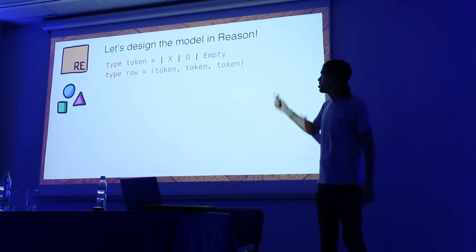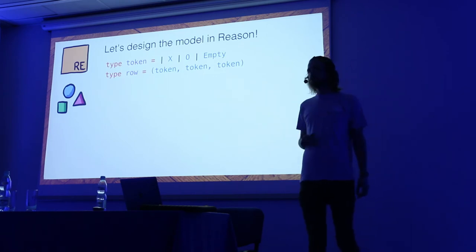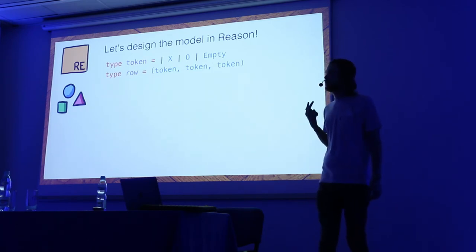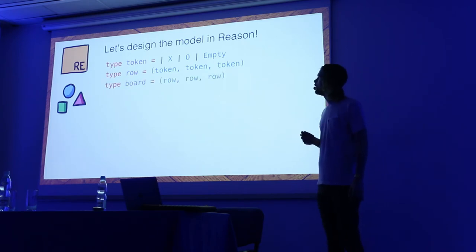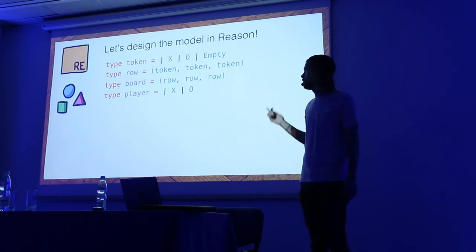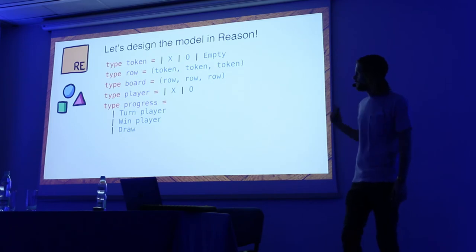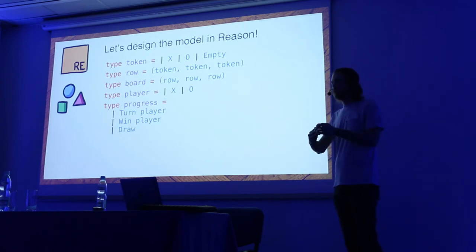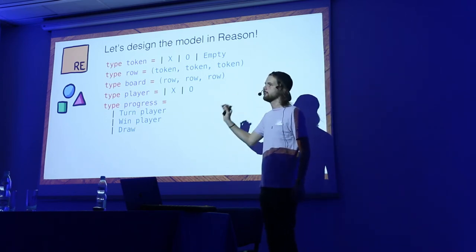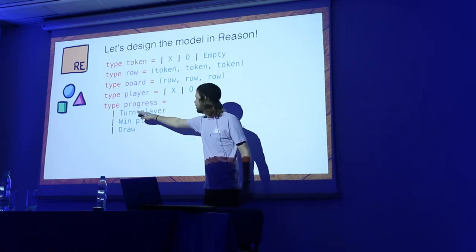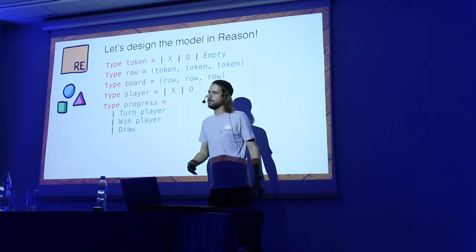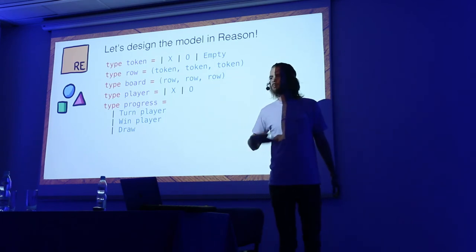We have a type row, which is a tuple, a fixed set of three tokens. So you cannot really instantiate a row which has two tokens or one token. It has to have three tokens. We have a board, which consists of three rows, same principle. We have a player, which is X or O, or circle. And then we have a progress. And this is the most interesting part. Can you remember this progress in JavaScript, which was a huge mess of intersection types? We don't have that here anymore, because we have type variants. So what it does is, we can define a type turn, which has a payload of type player. So we can use types as values as well. And these will be compiled out later on.